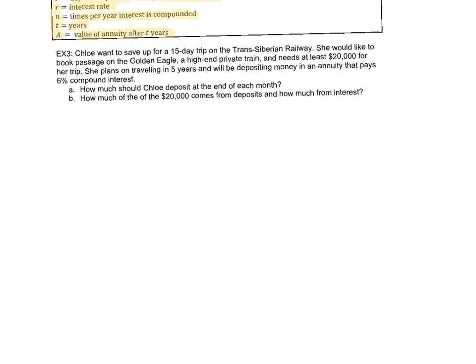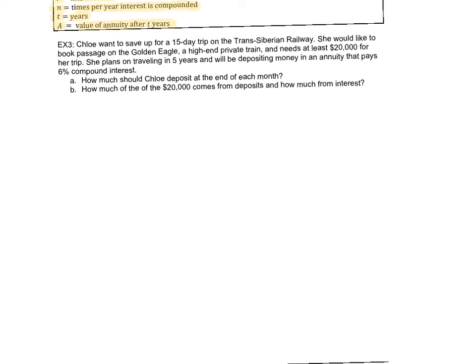Example 3, Chloe wants to save up for a 15-day trip on the Trans-Siberian Railway. She would like to book passage on the Golden Eagle, a high-end private train, and needs at least $20,000 for her trip. She plans on traveling in 5 years and will be depositing money in an annuity that pays 6% compound interest. Part A, how much should Chloe deposit at the end of each month?